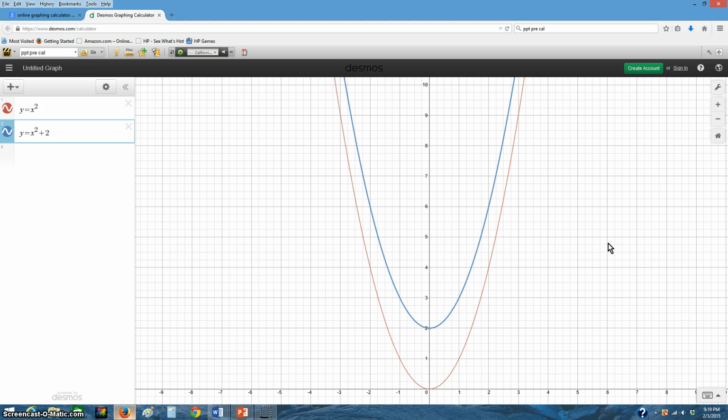Now, as you can see, we're going to explore what is going on. We're going to always compare our new equation with our parent function. In this case, my parent function is the one that is in red, and my new function is the one that is in blue. So if you look at this graph, what has happened in relation to my parent function? The parabola has actually shifted, and it has shifted up 2 units.